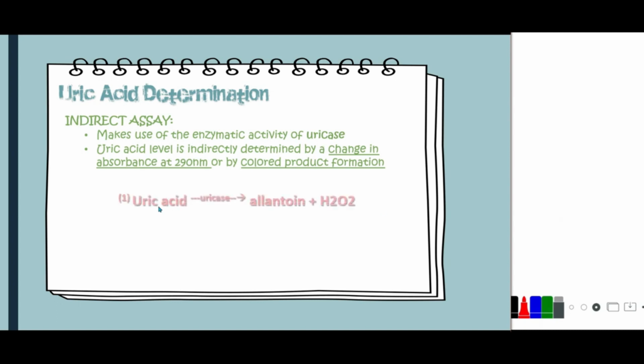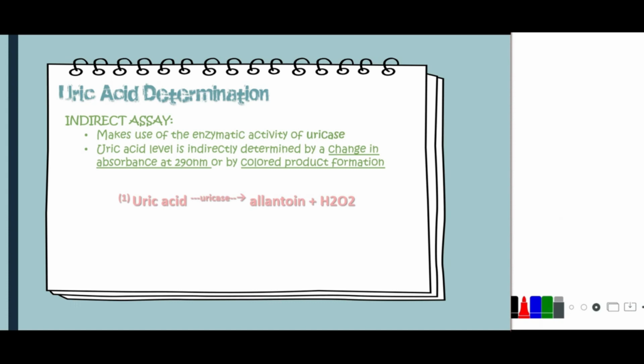Again, uric acid will be acted upon by the enzyme uricase, converting it to allantoin and hydrogen peroxide. With this first reaction, you can already interpret whether there is the presence of uric acid or not. How do we interpret it? Observe for a change in absorbance at 290 nanometers. Remember that between uric acid and allantoin, it is uric acid that will exhibit an absorbance at 290 nanometers.